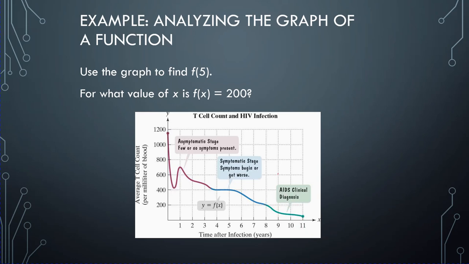So what's going on here is our x variable is time in number of years, and our y value, f of x, is the average T cell count. So this is a function, a functional relationship, because it passes the vertical line test. We want to use this graph to find f of 5. So this is the input, when x is equal to 5. You're going to go to x equal to 5, and go up here, and you're going to see it's 400.